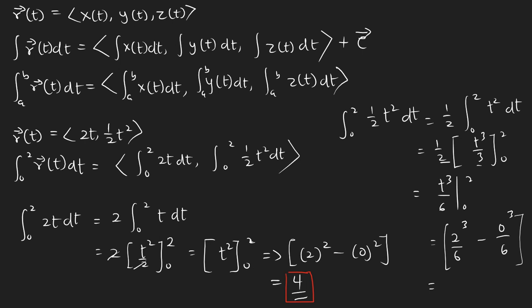So let's simplify this. 2 to the power 3 gives us 8, so we're going to have 8 over 6. Let's simplify this, and that gives us 4 over 3. So that will be the definite integral for the second component function also. So in all, we are going to have the integral equal to 4 and then 4 over 3.